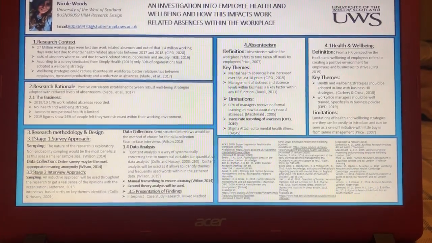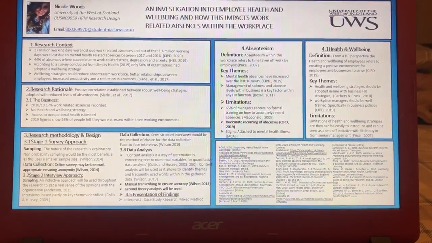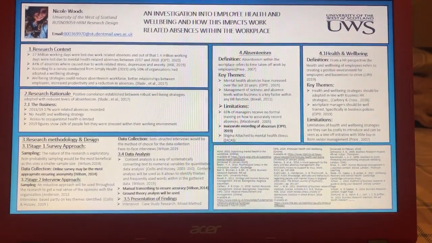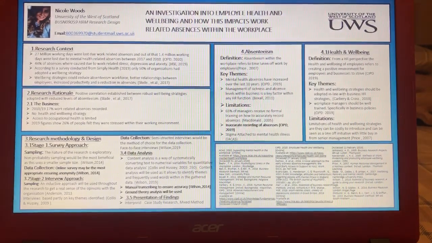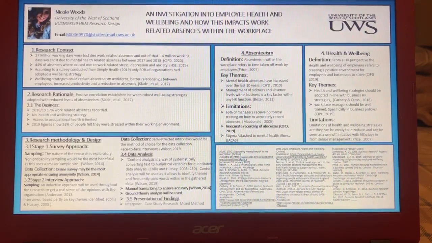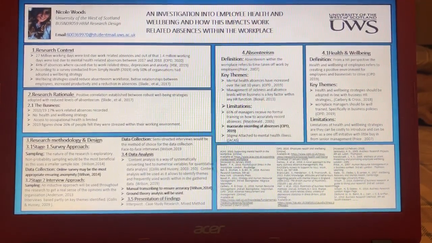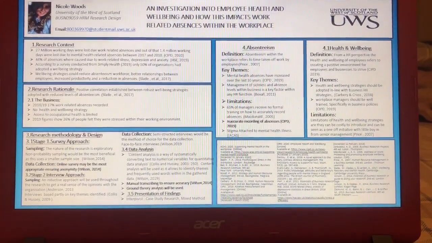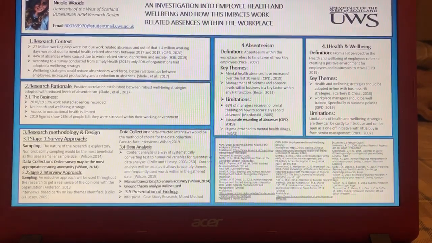Health and wellbeing then as well, I want to look at. From an HR perspective, the health and wellbeing of employees refers to creating a positive environment for employees and businesses to thrive. Health and wellbeing strategies should be adopted in line with business HR strategies. Evidence suggests that there's a clear correlation between health and wellbeing strategies and reduced work-related absences. Benefits also include higher productivity, secure working environments, less staff turnover and competitive advantage, so benefiting both employees and the business.